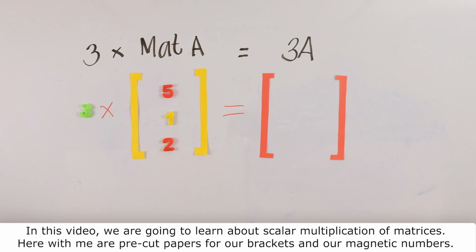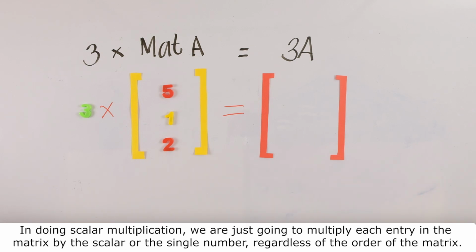In this video, we are going to learn about scalar multiplication of matrices. Here with me are pre-cut papers for our brackets and our magnetic numbers. In doing scalar multiplication, we are just going to multiply each entry in the matrix by the scalar, or the single number, regardless of the order of the matrix.